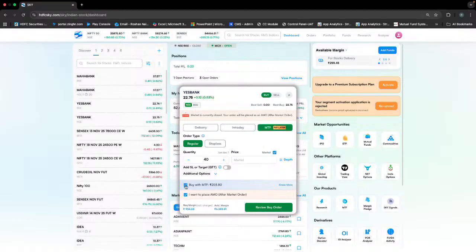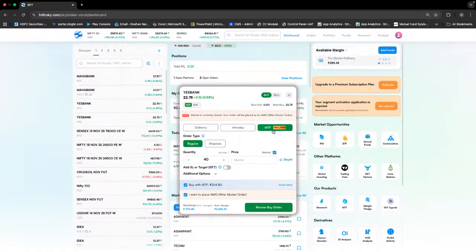So I can just click on this tab. I'll be shifted to the MTF tab. And now you can see I can buy 40 quantities, which in the ideal case would have taken me around 200 rupees, I can just buy it for 260 rupees. This is the power of MTF. So what is MTF? MTF is margin trading funding.